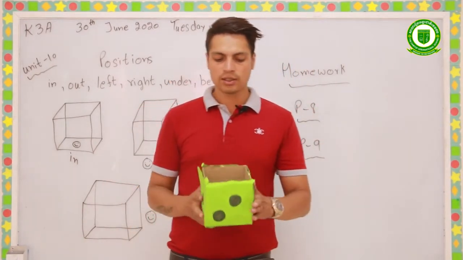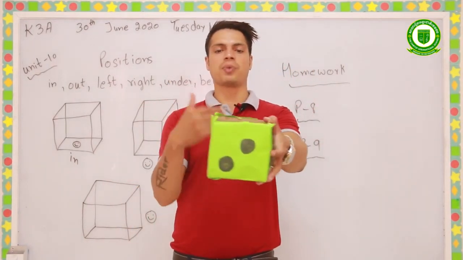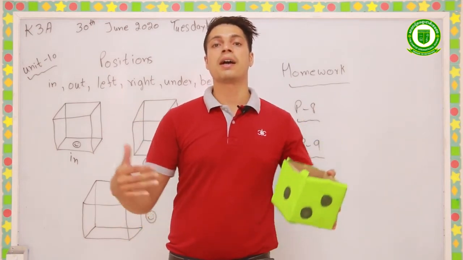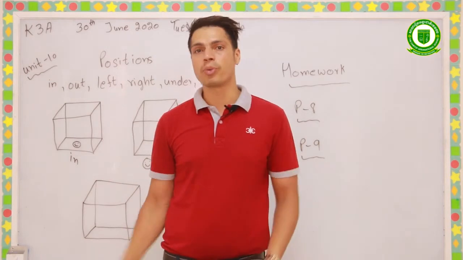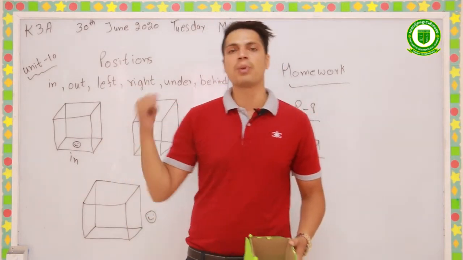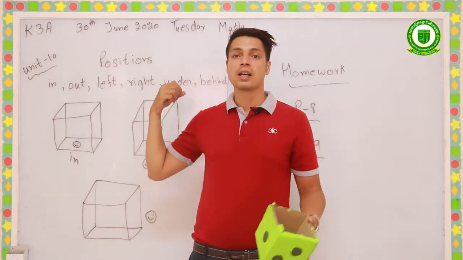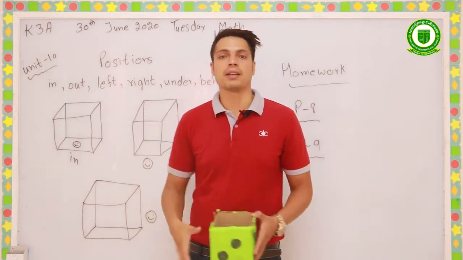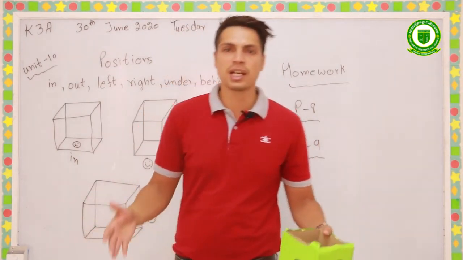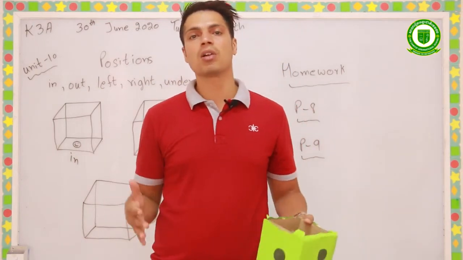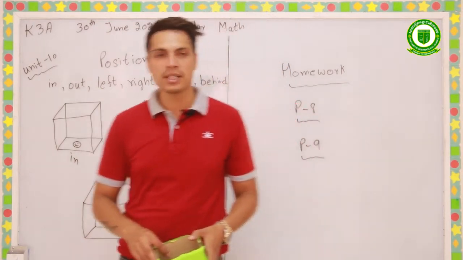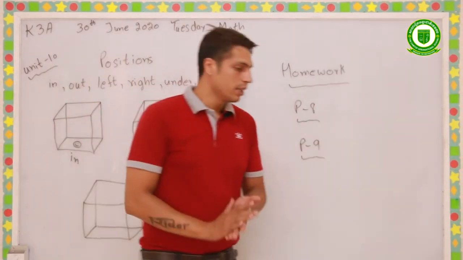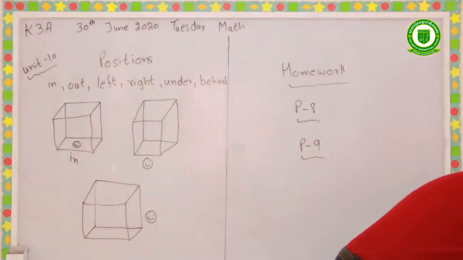As you can see, this box is in front of me. In front of means what you can see ahead of you. Behind means at the back. At the back of me is a whiteboard, so the whiteboard is behind me. Between, if you see anything in the middle of 2 things, that means it's between.